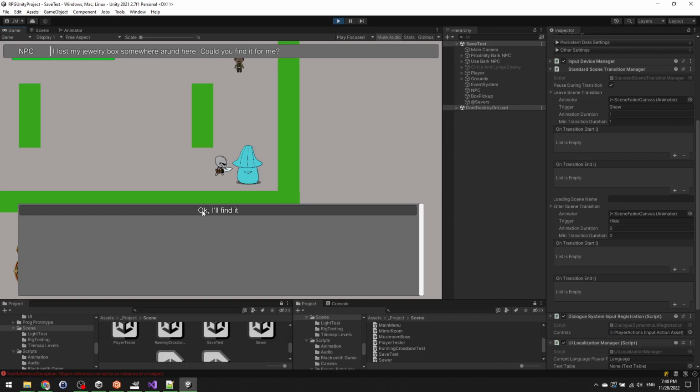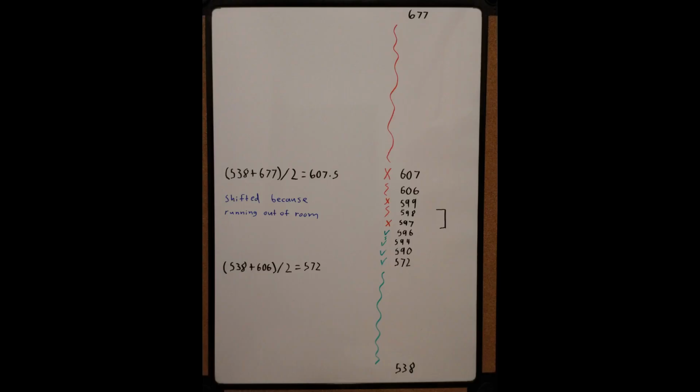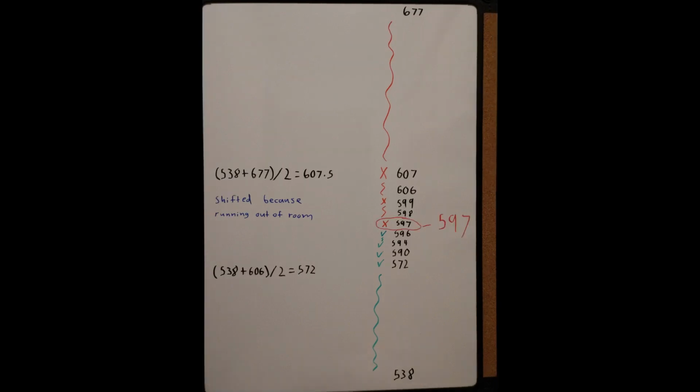Hey, there it is. Since the bug did not appear in 596, but did appear in 597, we know our culprit is 597. Ladies and gentlemen, we have a winner.